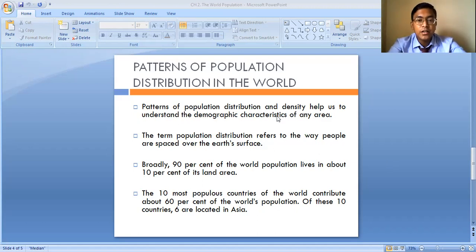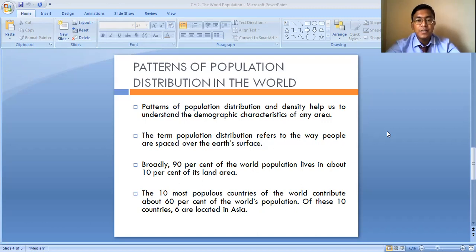The pattern of population distribution and density helps us understand the demographic characteristics of any area. Demographic characteristics means the characteristics of the population of any area. The term population distribution refers to the way people are spaced over the Earth's surface.